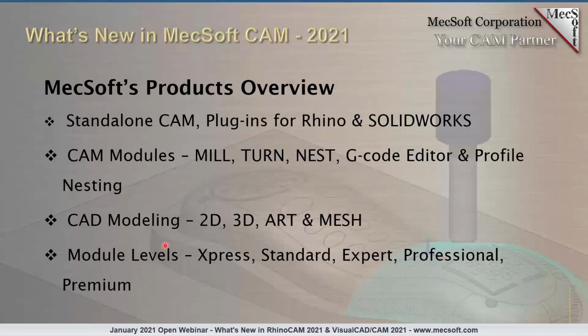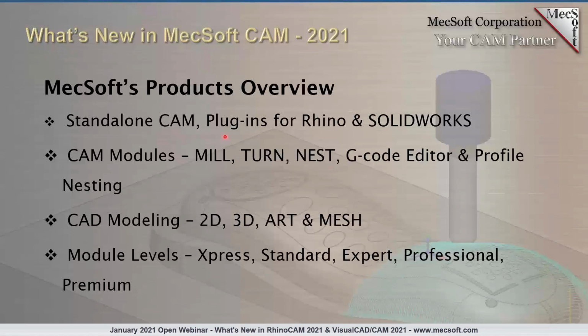So let's start with a products overview. For those of you who are not familiar, we have 3 products that we currently sell and support. We have a standalone CAD CAM product. For those of you who don't have a CAD product, this would be the product of choice. It's called VisualCAD CAM 2021, and we actually haven't released the 2021 product yet. We are releasing it in a couple of weeks.